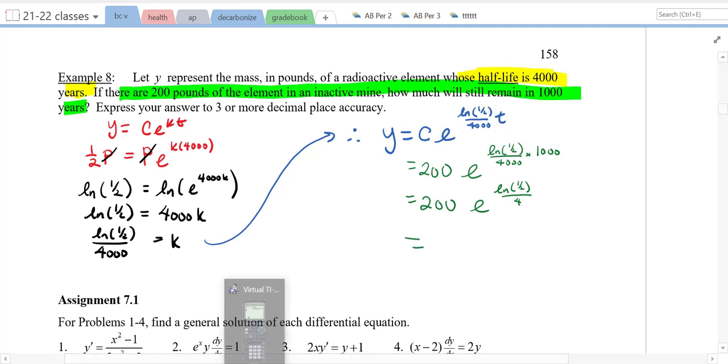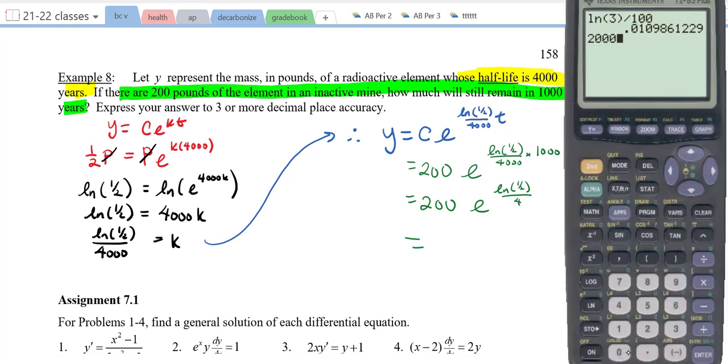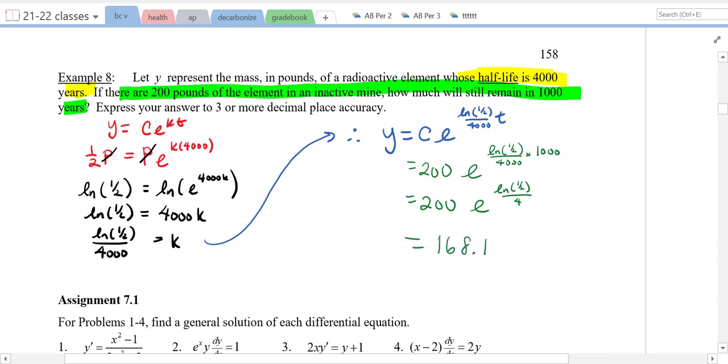And then this is what I would plug into my calculator now: 200 times e to the power of bracket natural log of 1/2 divided by 4, close the bracket. Boom, 168.179. 168.179. And don't forget our units, pounds. Okay, that's it for this one.